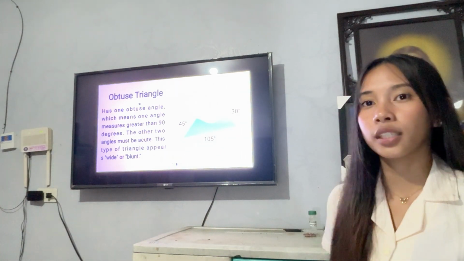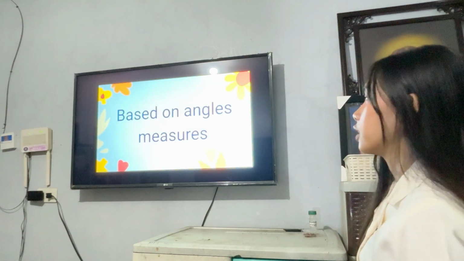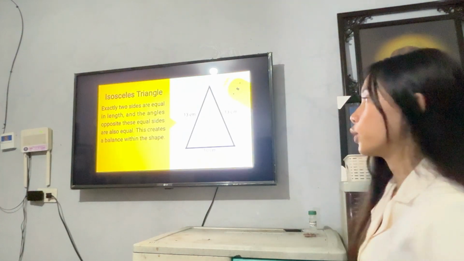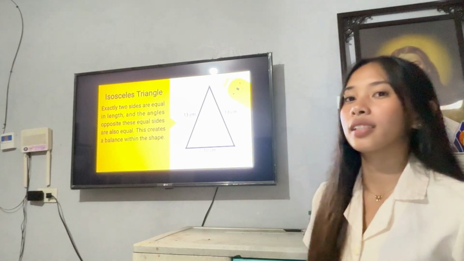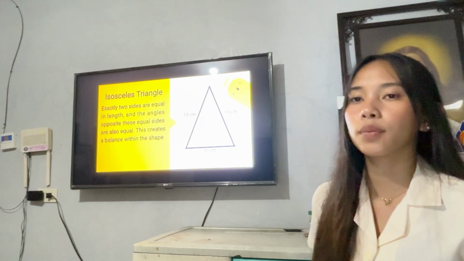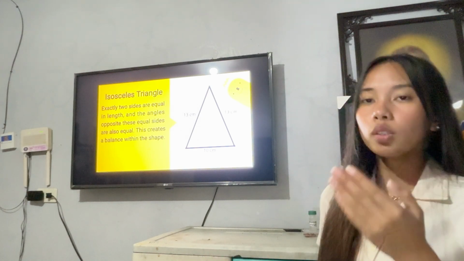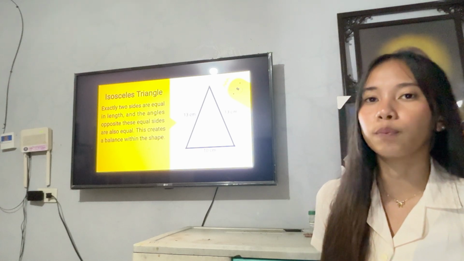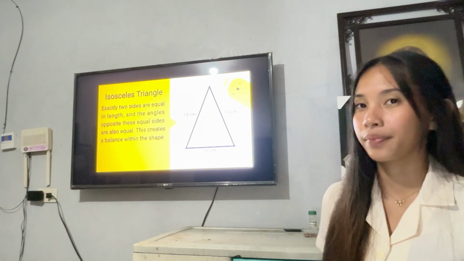Now, let's proceed to the triangles based on their angle measures. First, we have the isosceles triangle. An isosceles triangle has at least two sides of equal length, and the angles opposite of these sides are also equal. So we call it the isosceles triangle theorem.